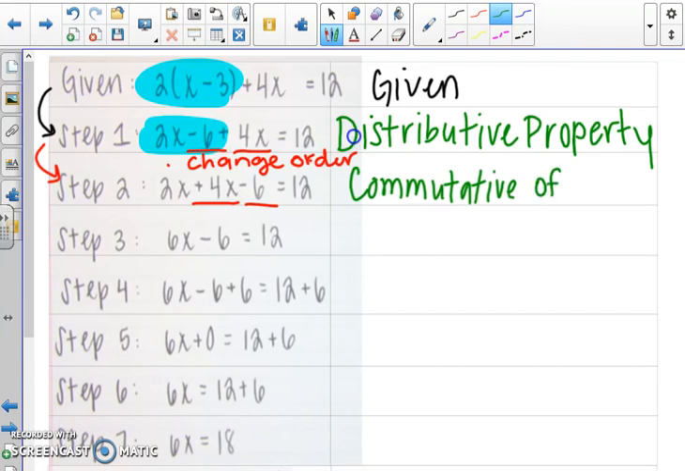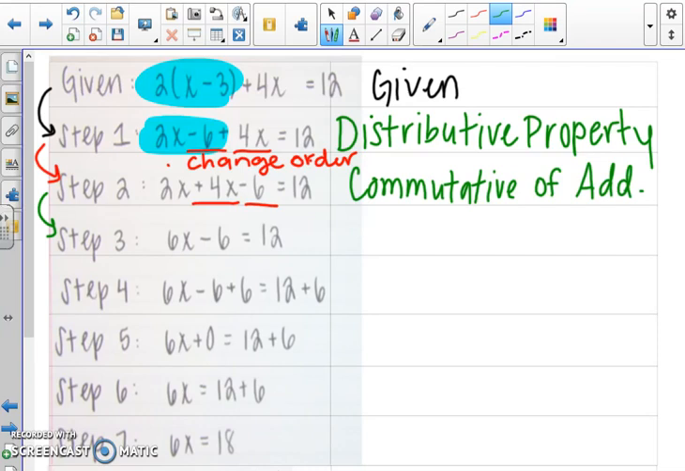Commutative of addition. We can abbreviate addition. But make sure you put addition or a plus sign or add, because there's commutative of multiplication, and if you just put the commutative property, that's not the answer, because we don't know specifically which commutative property was used. We have to know that.